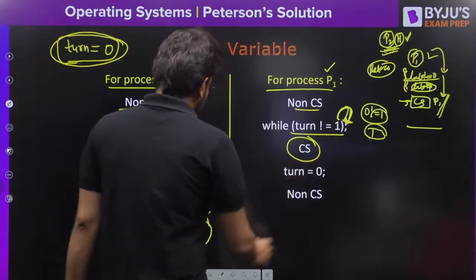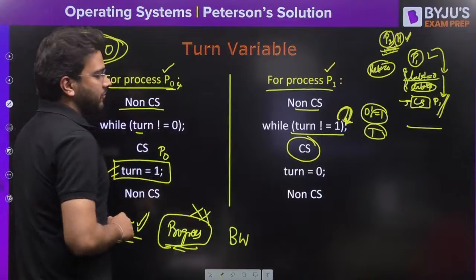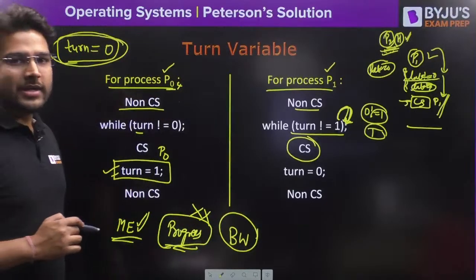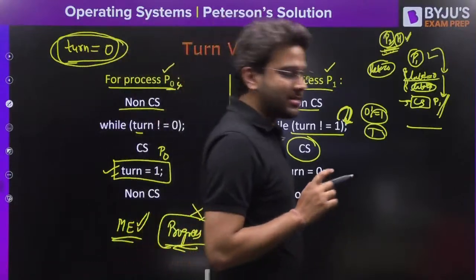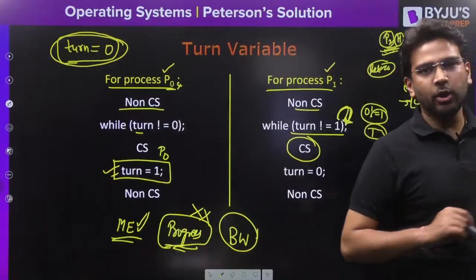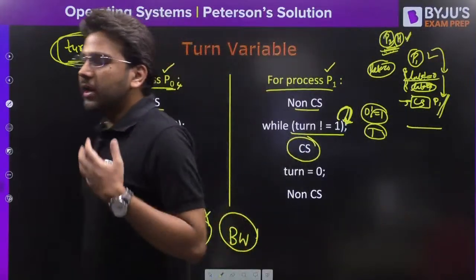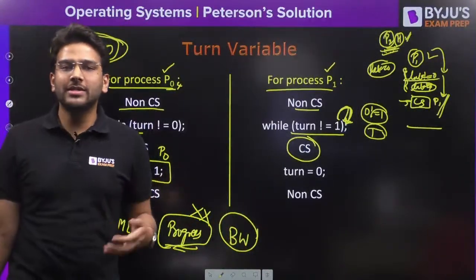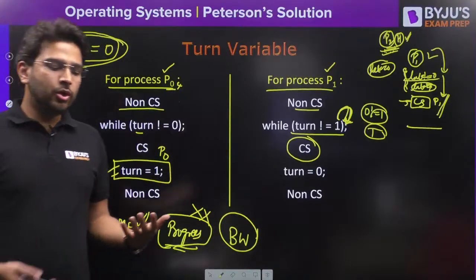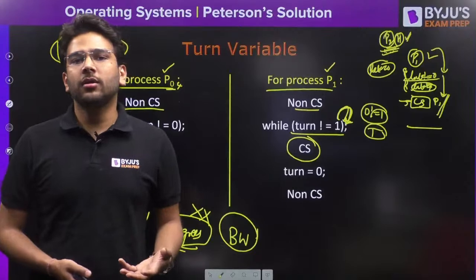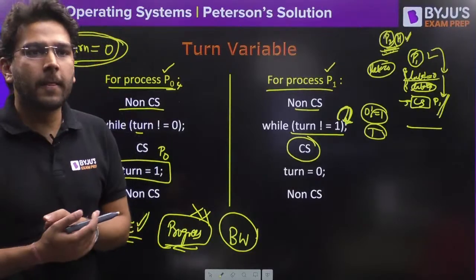Now, as you can see, progress is not defined in case of turn variable. Let's talk about bounded waiting. Is bounded waiting satisfied here in case of turn variable or not? What is bounded waiting? Bounded waiting means there should be a limit on the number of times a process can access the critical section so that the other interested process does not face starvation.